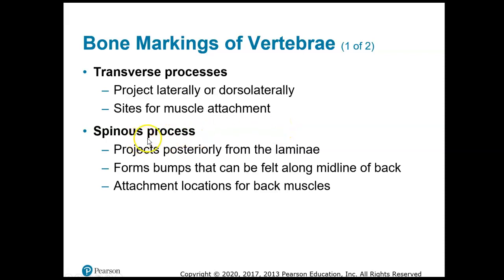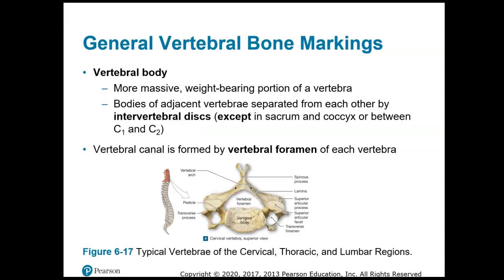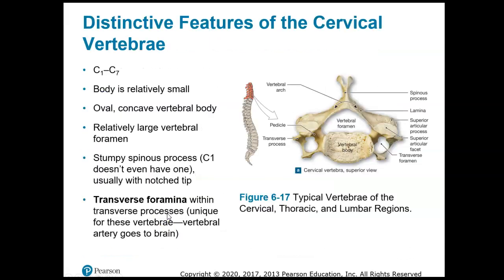And then the spinous process is the name given to the structure that forms bumps that can be felt along the midline of the back. So when you run your fingers down someone's back and you feel those bumps, that's the spinous processes, which are these structures here. So it would be these structures that cause the bumps in your back.